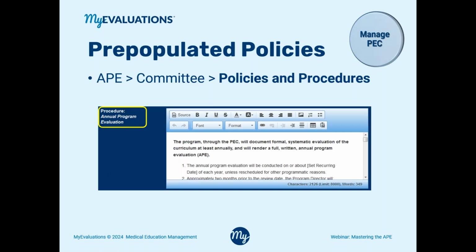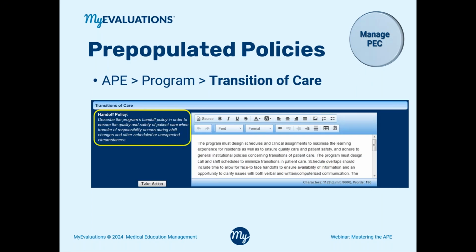Now, we've populated specific text for you already for the transitions of care. In transition of care, there are multiple sections. There's one that deals specifically with the handoff policy. So here it's asking you to describe the program's handoff policy in order to ensure the quality and safety of patient care. We have provided you with default text there. Of course, you can customize it, but we've given you some text that the PEC should review.